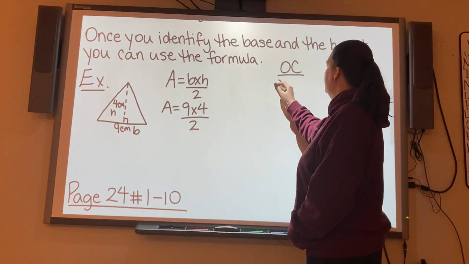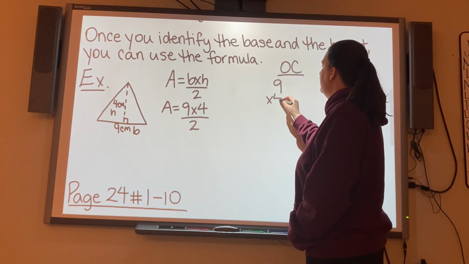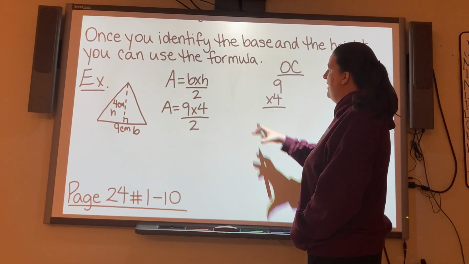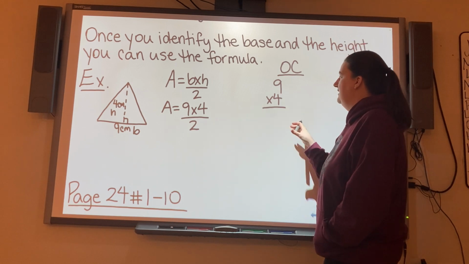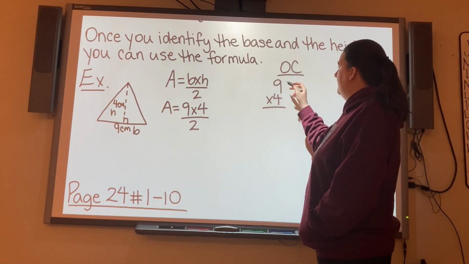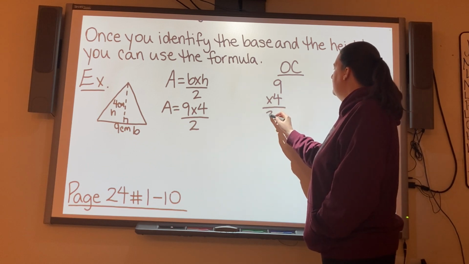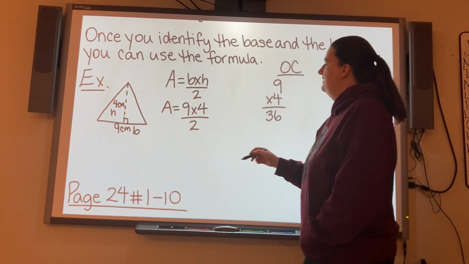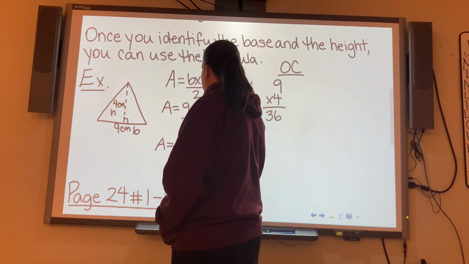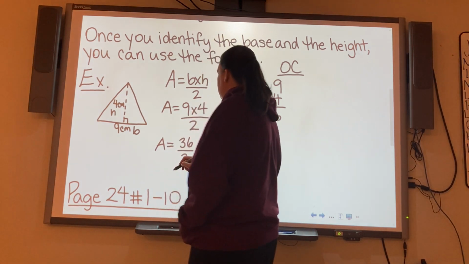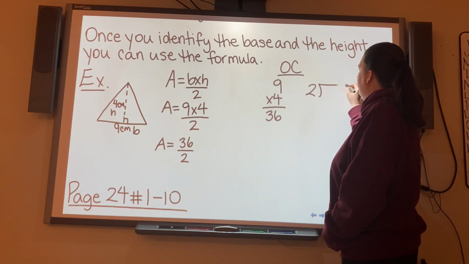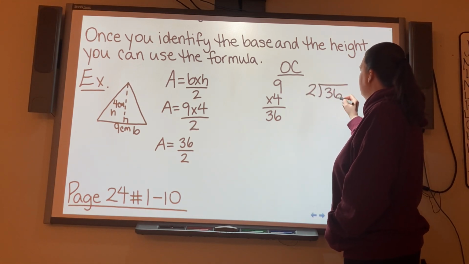So first, you've got 9 times 4. Yes, I know you can do it on your chart, that's fine, but get into the habit of writing these out here because you're not always going to be dealing with these small numbers. So 9 times 4, that's 36. So area equals 36 divided by 2. So I take my 2 and I divide it into the 36.